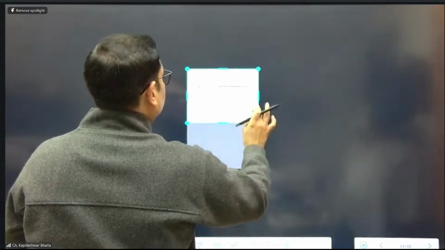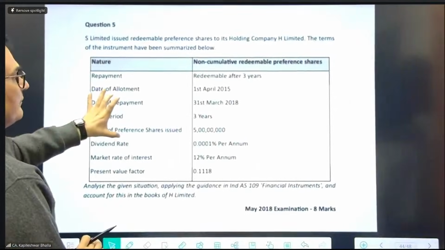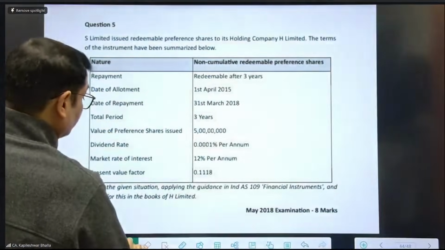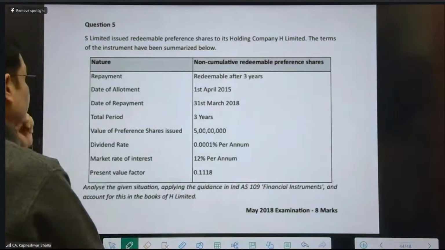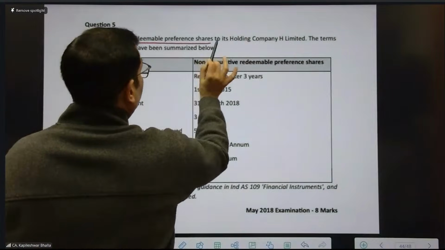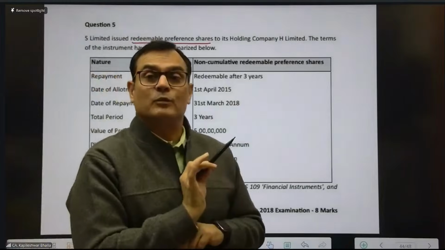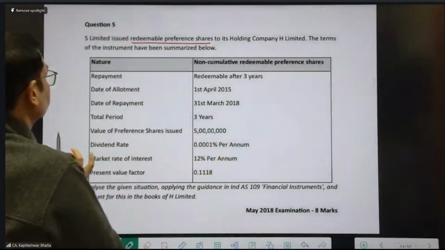So this is also an examination question which came in May 2018. All 3 examination questions came in May 2018. Let's have a look at this. It says Ish issued redeemable preference shares to the holding company. So the holding company made an investment in these preference shares.